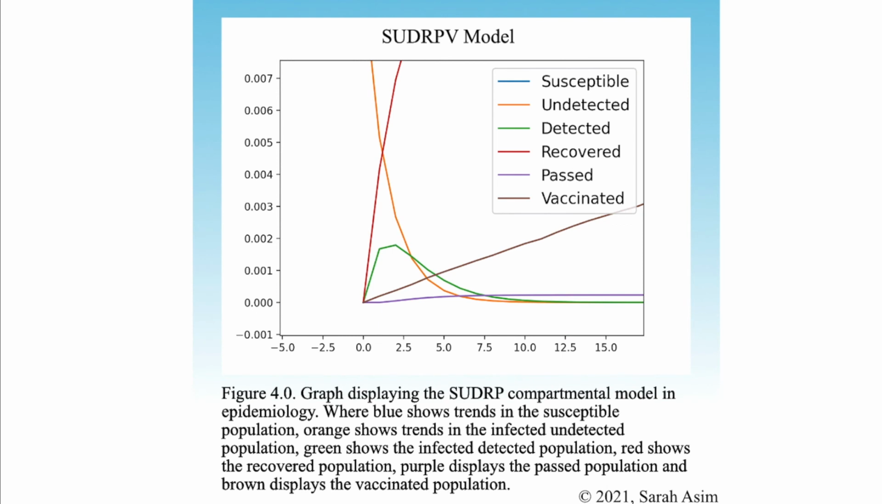In this graph, we exclude the rate of susceptibility since the change is minute. We can observe that the vaccinated and the recovered individuals seem to increase, all while the undetected and the detected individuals will decrease after a certain period of time. The passed population displays only a minimal increase, and the added vaccination compartment can account for these changes as more individuals will work towards recovery.